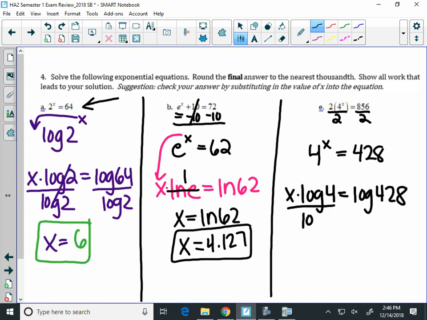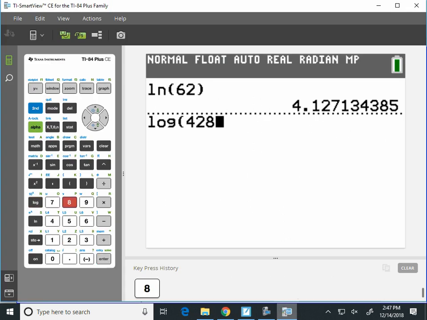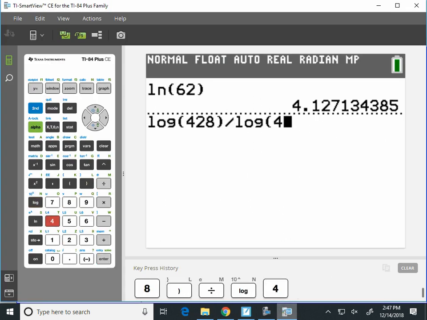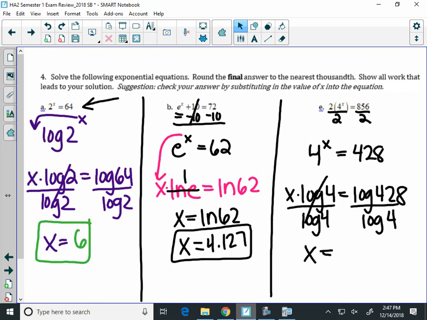We'll divide both sides by log of 4. And we'll type that into our calculator. Log of 428, parentheses, divided by log of 4. We have 4.371. We'll round there. And there you go.